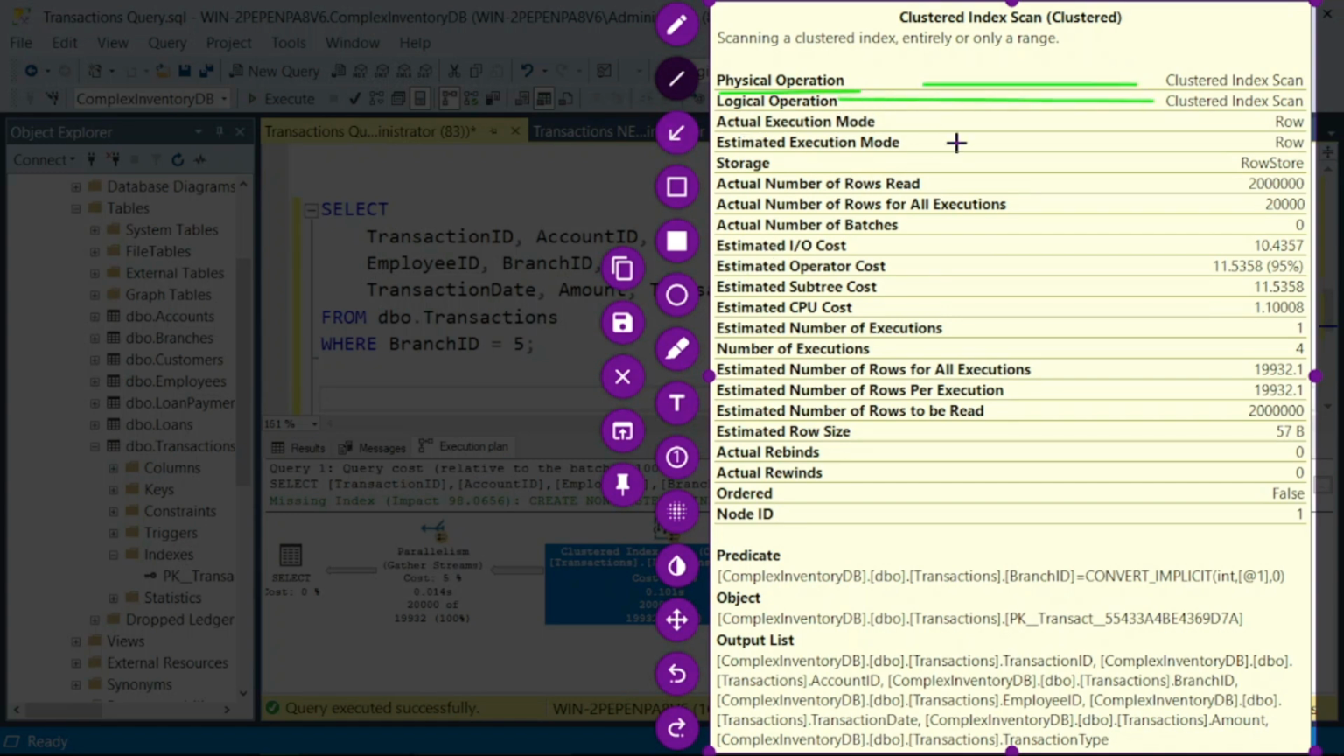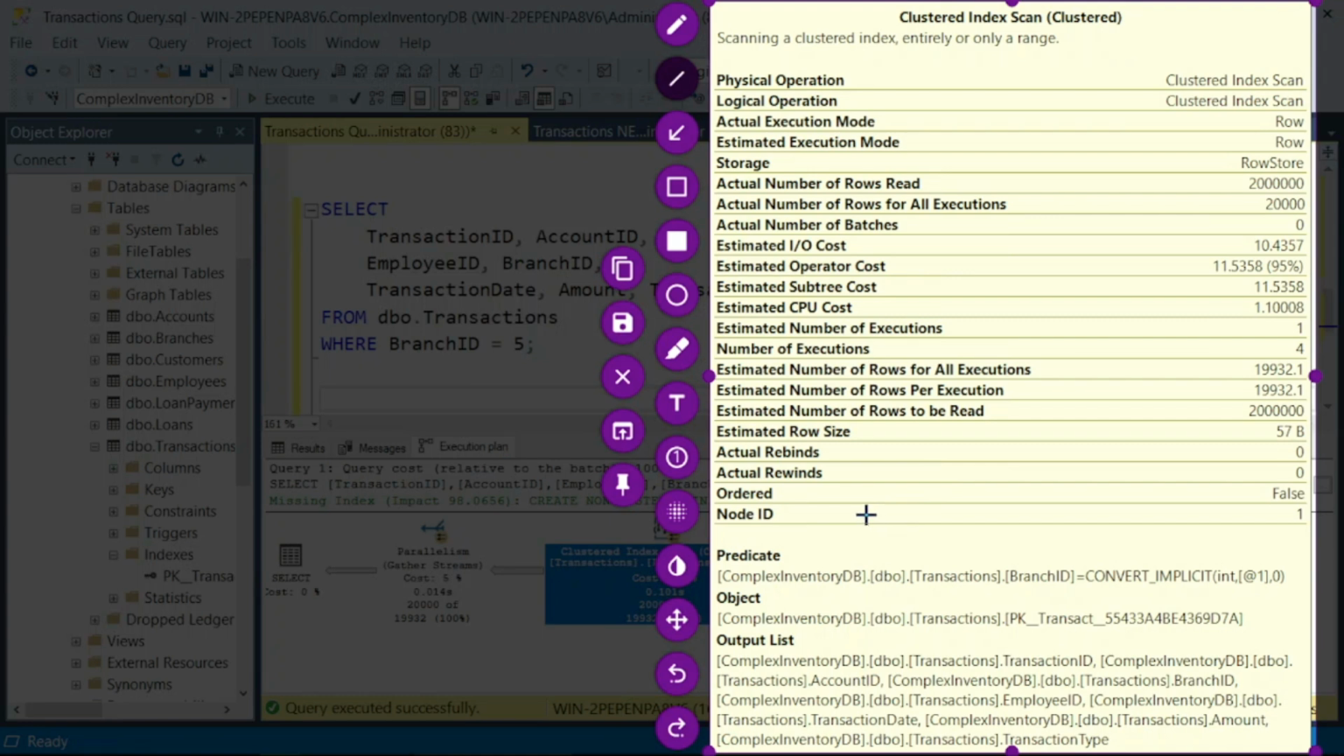Operator type. The first thing I always check is the operator type. In our case, SQL Server is using a clustered index scan. A scan means SQL Server is reading the clustered index, one row at a time, searching for rows where branch ID equals 5. Now remember something important. A scan is not always bad. If your query needs almost every row in the table, scanning is often the fastest option. However, our query only needs one branch, so reading the entire table is unnecessary work.